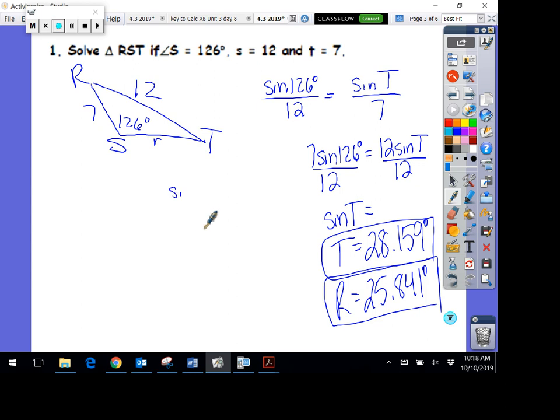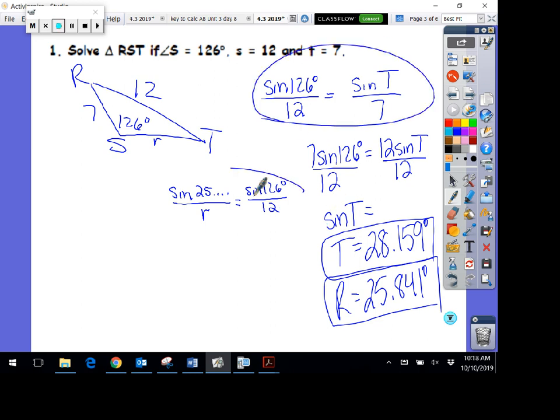So sine of that side we just found, that 25, and I usually put dot, dot, dot. That just reminds me, don't type 25 in the calculator. Never, never type in rounded answers. Over R equals, I'm going to use the one that's given because I know that's right. So there's your setup. Show setup. There it is. Okay, if you need to show more than that, show more than that.